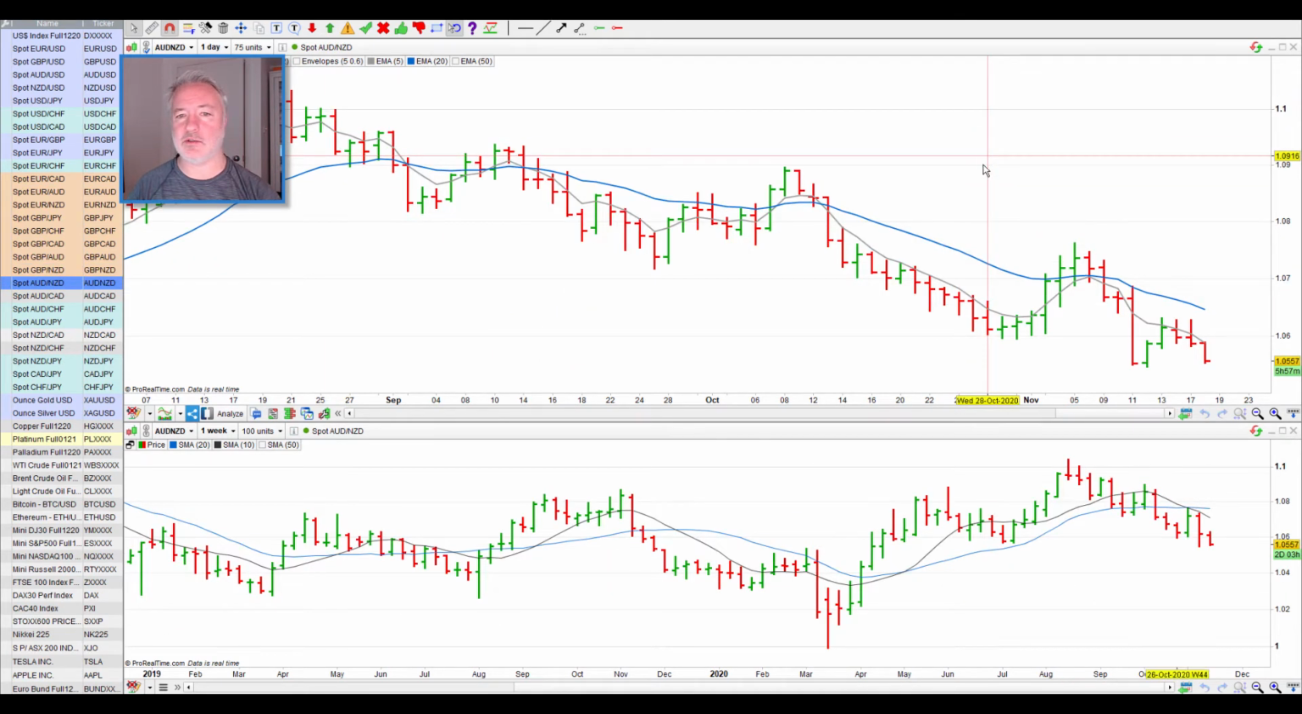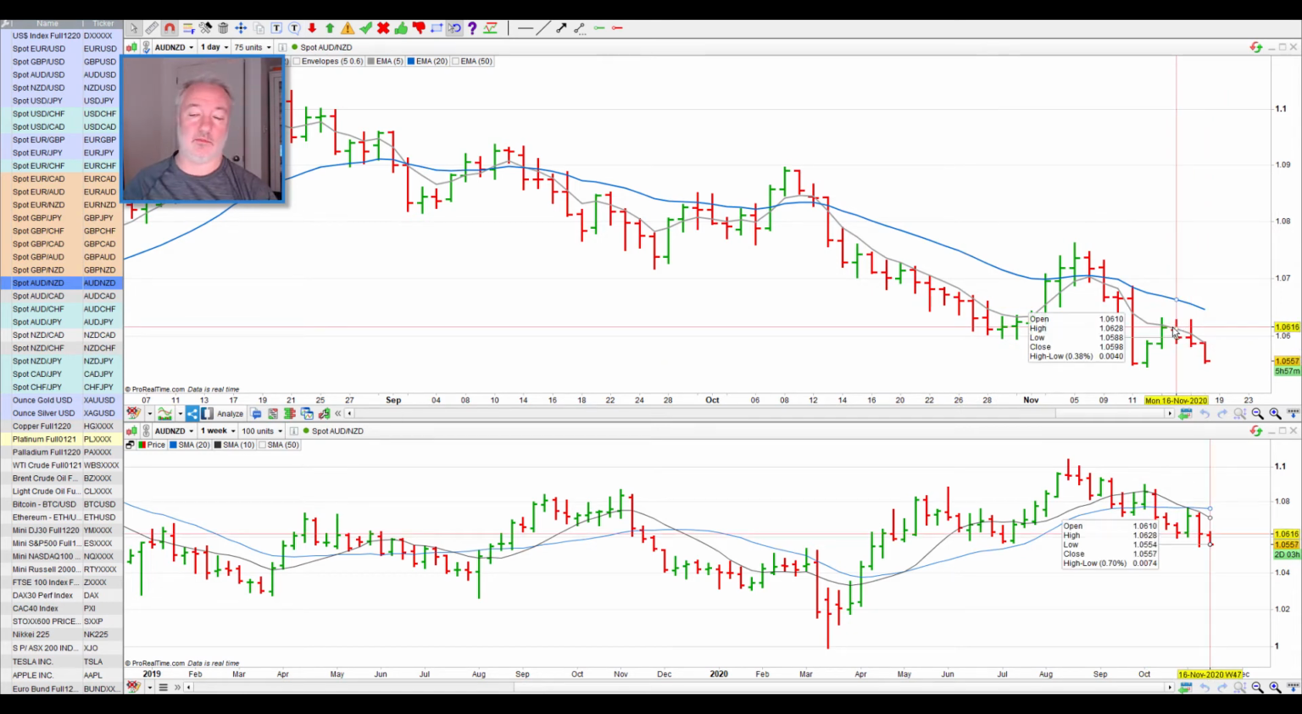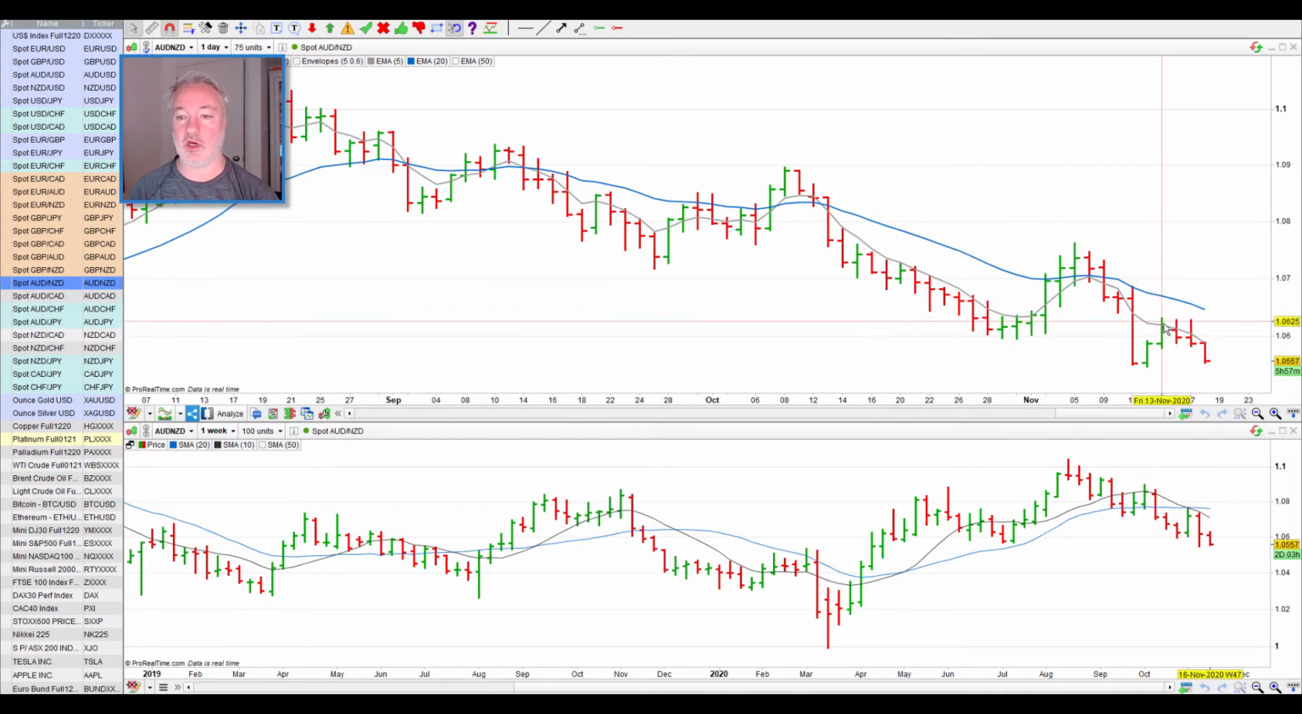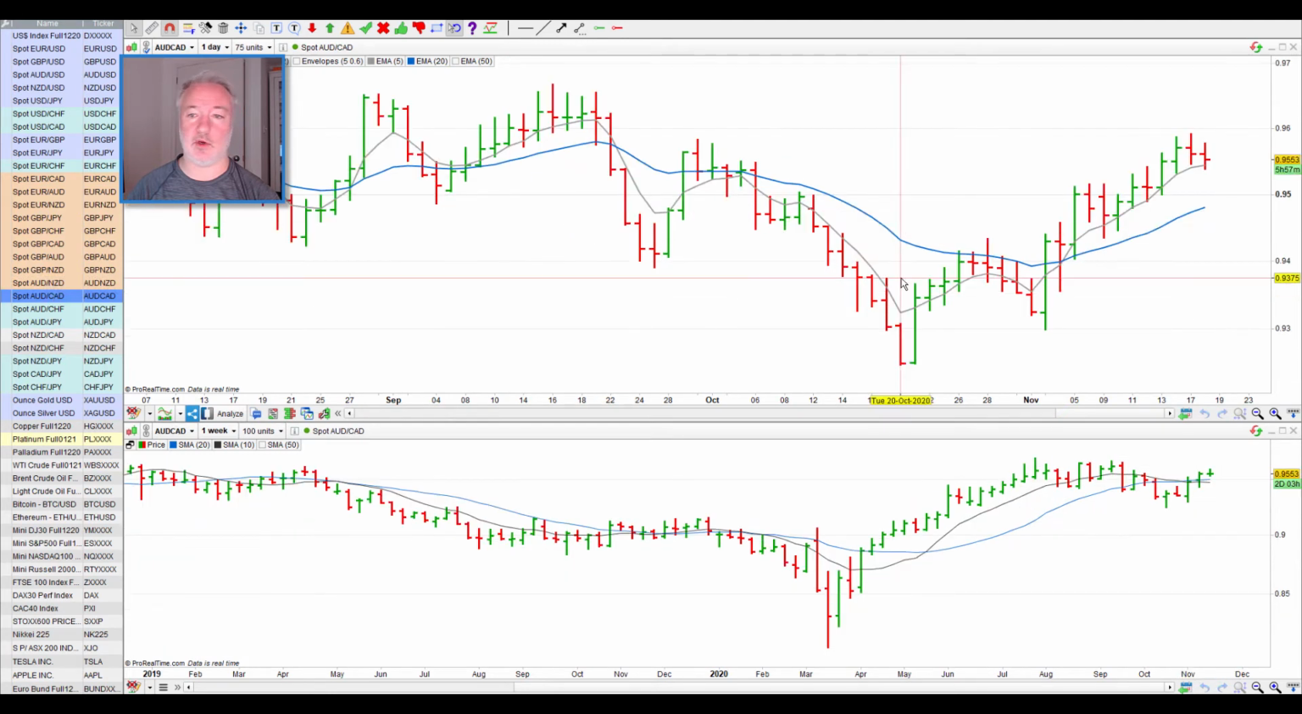Aussie Kiwi is beautiful, actually. It's been trending really nicely. There've been some valid swing setups, and I've missed all of them. So let's just move on from that, because I've skipped all of them, and they're all very, very nice. Heavily bearish, Aussie Kiwi looks good. So it's on my shopping list at the moment for intraday trading.